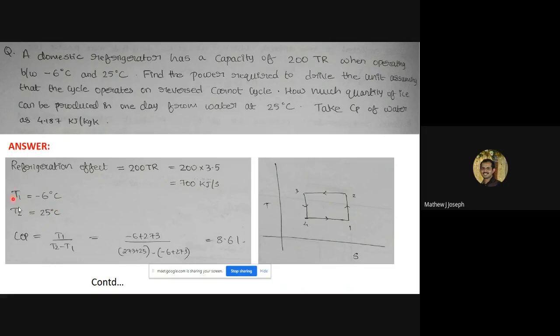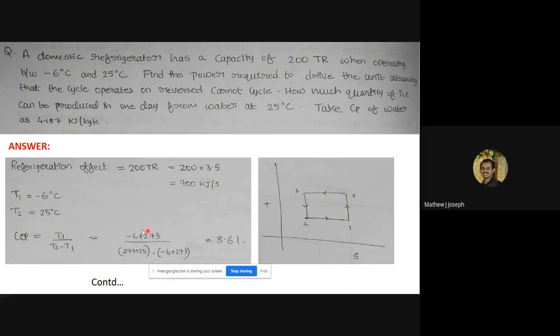So we have already studied how we can calculate the COP, or coefficient of performance. The COP of a reverse Carnot refrigerator is very easy to find out when the two operating temperature limits are given. COP is nothing but T1 by T2 minus T1. T1 and T2 are already known here, straight away given in the question.